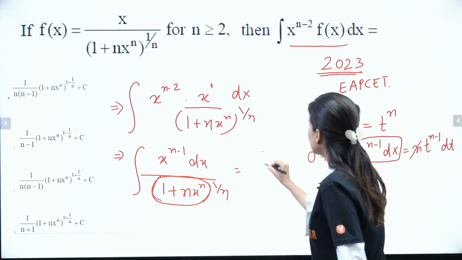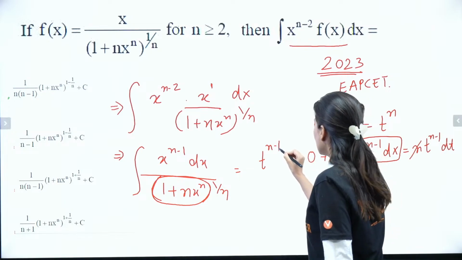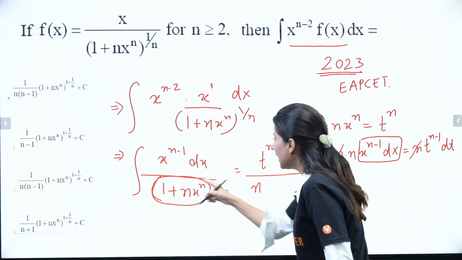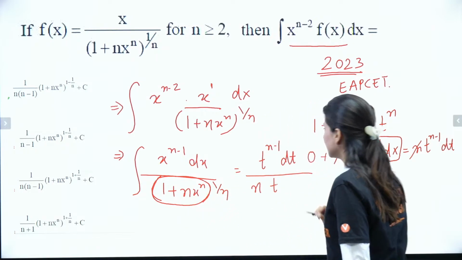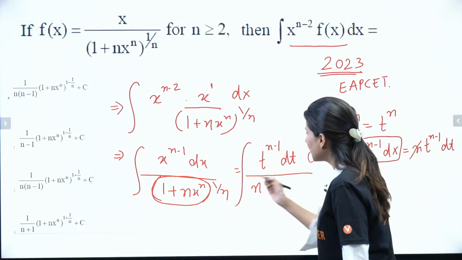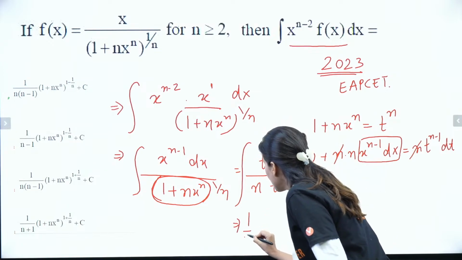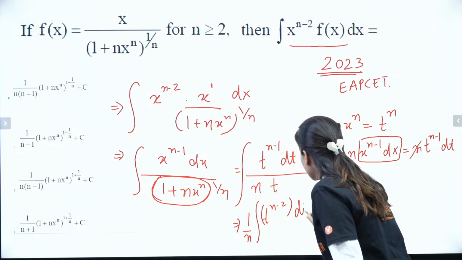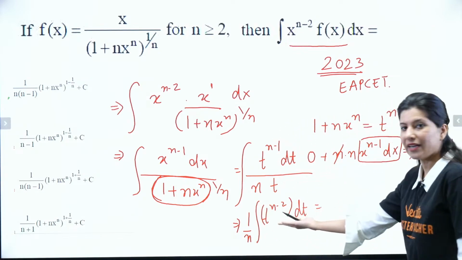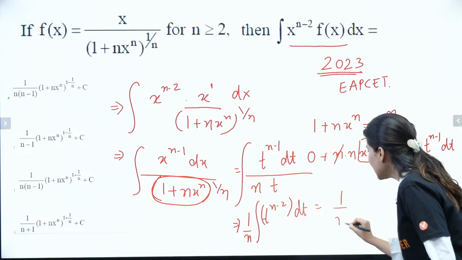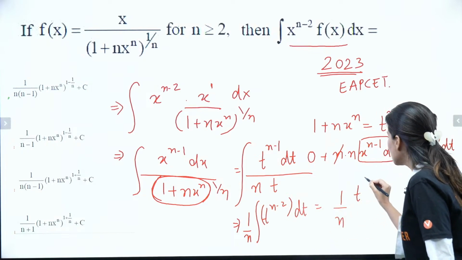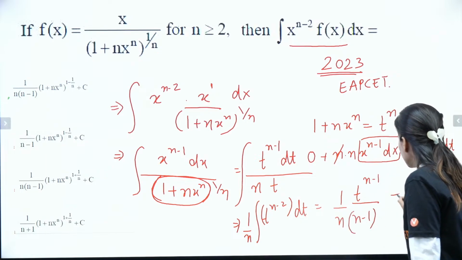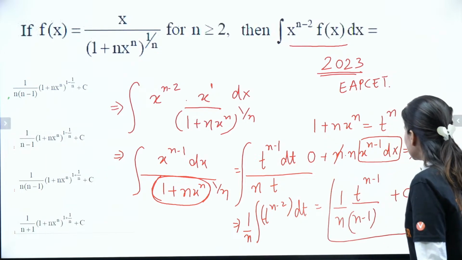This will be t raised to power n minus 1 dt, whole upon this, and n will go over here. This whole denominator was what? T, right? So this is going to be 1 upon n, integration of t raised to power n minus 2 dt. This is very easy to integrate: 1 upon n, and the integration of this is t raised to power n minus 2 plus 1, so n minus 1 upon n minus 1, plus constant of integration. So this is your final integration.